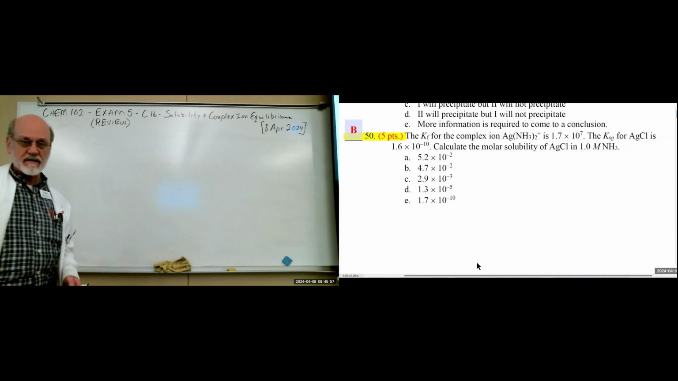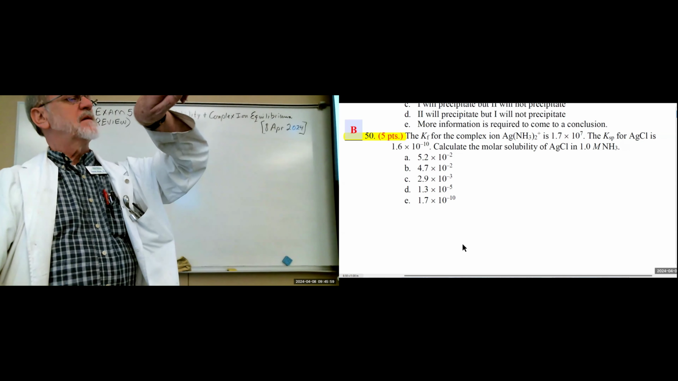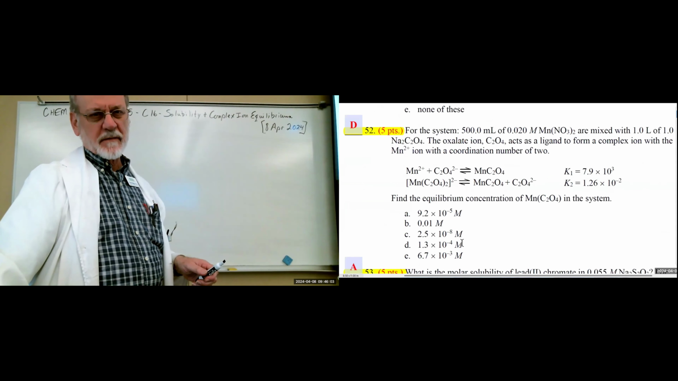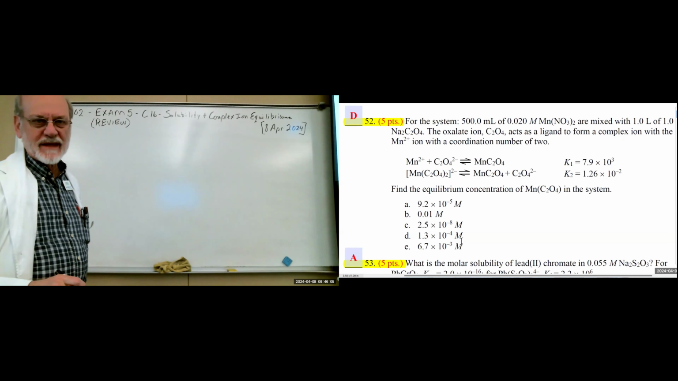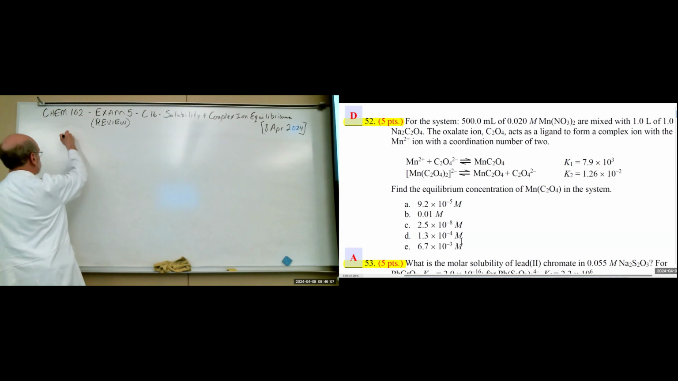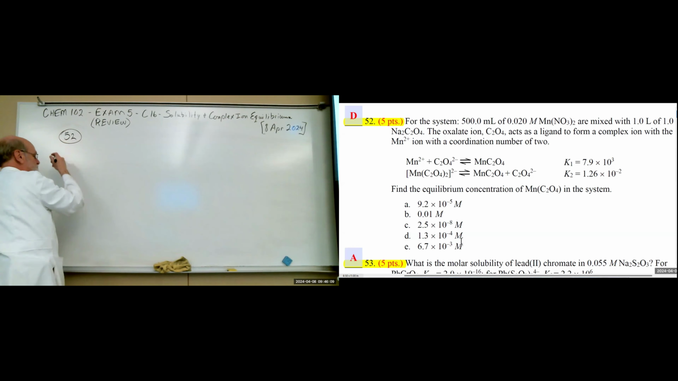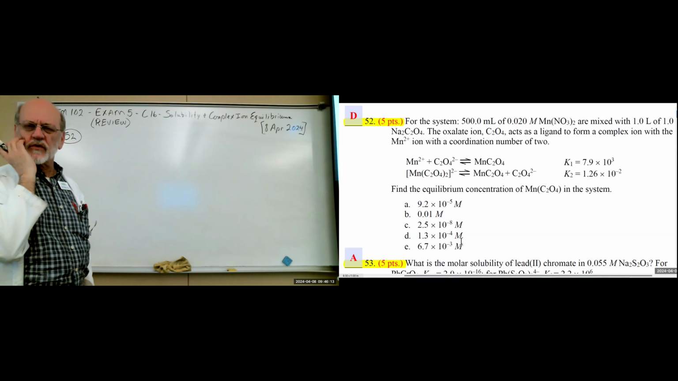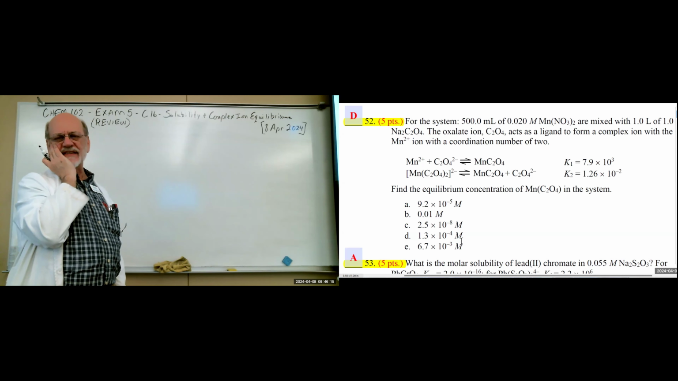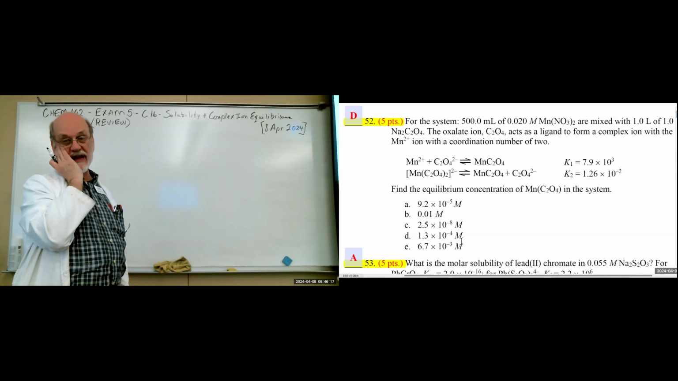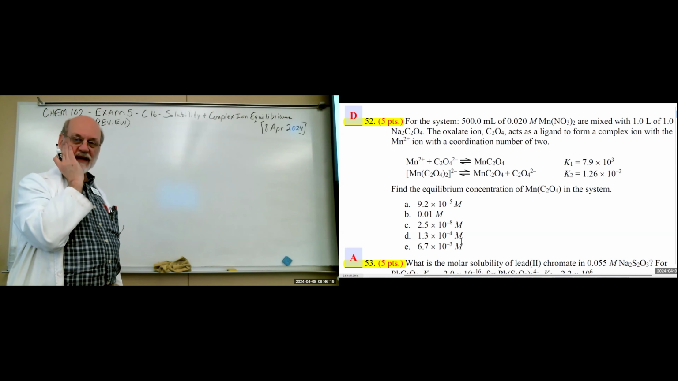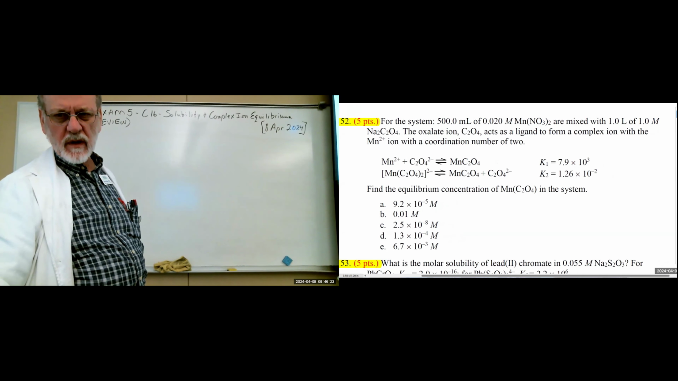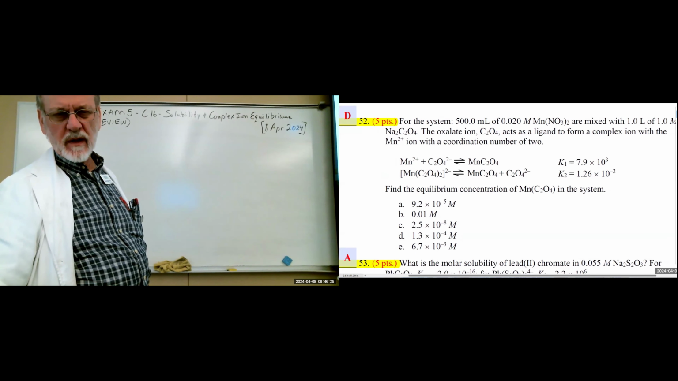And let's see. What's next? 52. For the system, 500 milliliters of 0.02 molar manganese nitrate, manganese 2 nitrate, mixed with 1 liter of, I think that's 1 molar. Yeah, 1 molar.